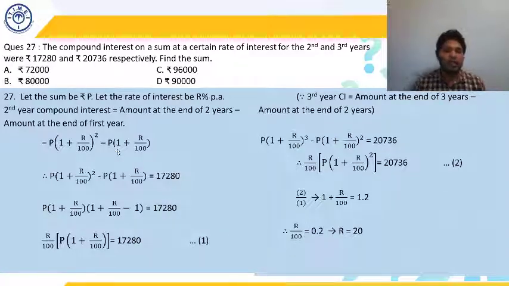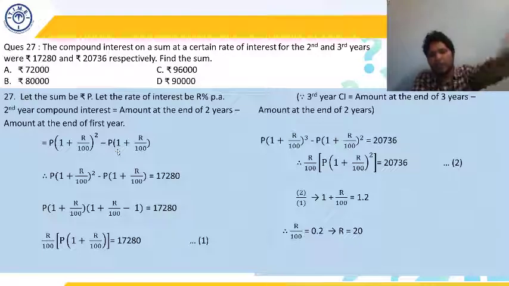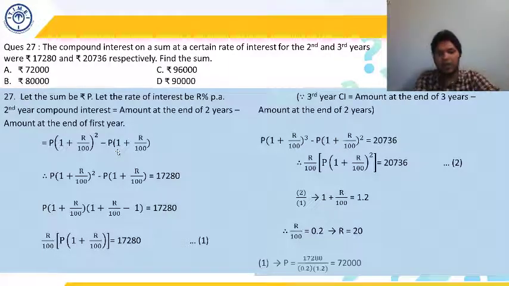So now we have got the rate as 20%. What is asked in the question? Principal or sum was asked in the question. So P was asked in the question. So we can plug this value into any of the equations to get the answer. Suppose we just put the value of R equal to 20 in the first equation. We get the value of P easily. So the value of P comes out to be 72,000. I hope it is clear.